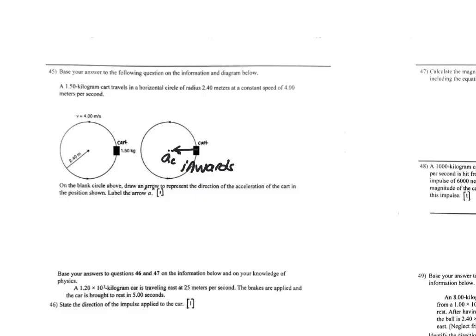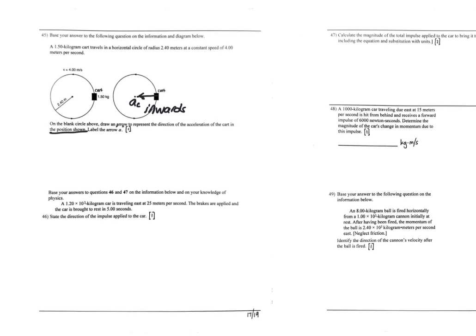So that would be to the left for the position shown. It says label the arrow A. I labeled it AC. Good enough. All right, so that's 45.